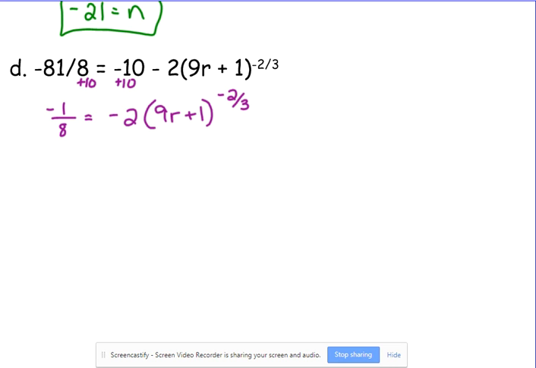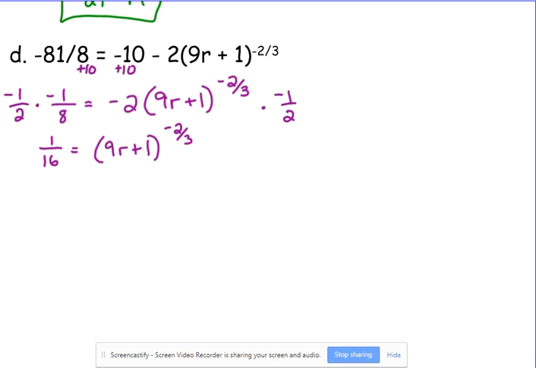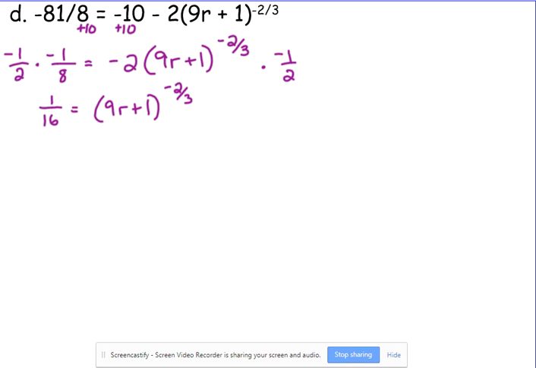You can look at that as dividing by negative 2. I prefer to look at it as multiplying by negative 1/2 because I have a fraction on the other side, so that gives me 1 over 16. Again, trying not to rely on my calculator. Okay, so reciprocal power here is the negative 3 over 2. So to get rid of the negative, we flip that fraction over, so that's the square root of 16 cubed.